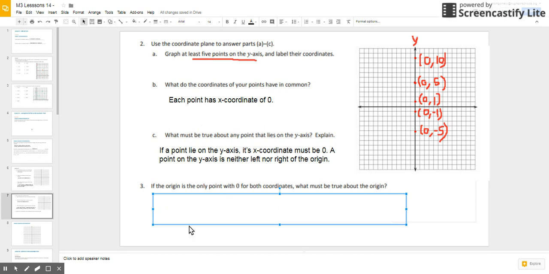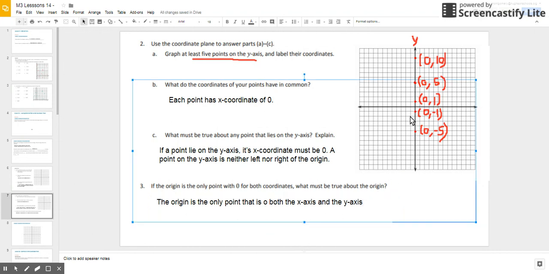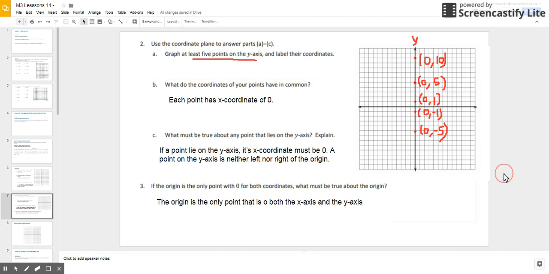So the origin is the only point that is on both the x-axis and the y-axis. Because the origin is 0, 0, it has to be on both the x-axis and the y-axis. All right, so there you go. We're going to move on to the next video. You've got one more thing to cover about the quadrants to help us describe where things are located.